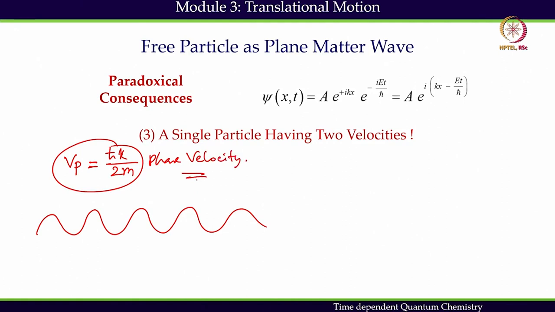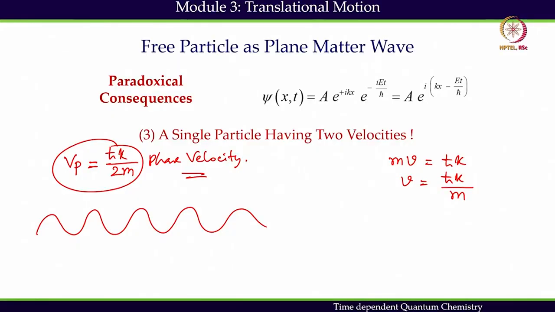On the other hand, we can calculate the momentum, and momentum we have already calculated to be ħk, so velocity is going to be ħk by m. So, two different calculations of the velocity are giving me entirely two different results. A single particle traveling in one dimensional space with two different velocities, how is it possible? So, these are the three consequences which we have. They are strange and cannot be accepted for the free particle.